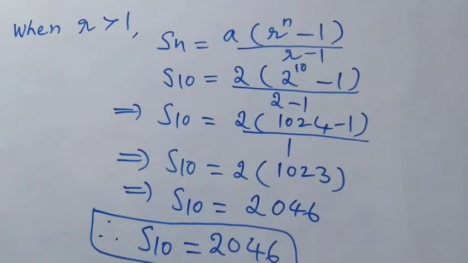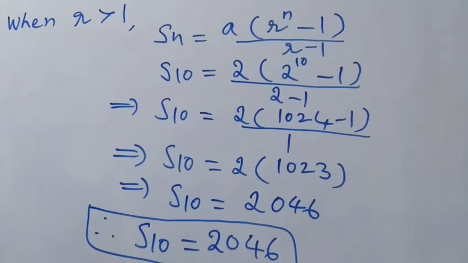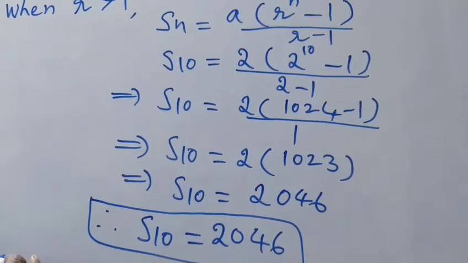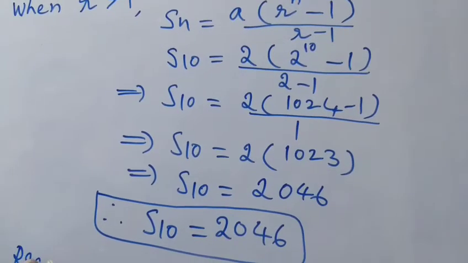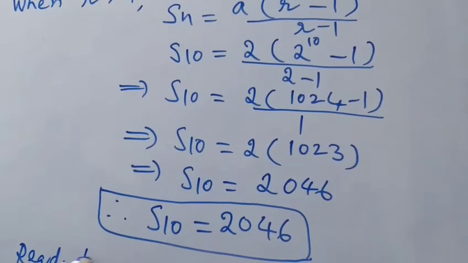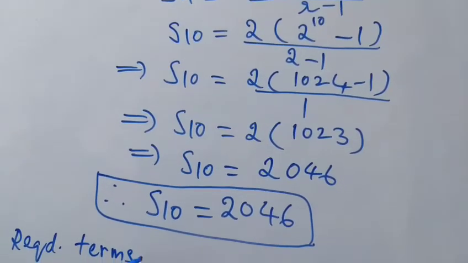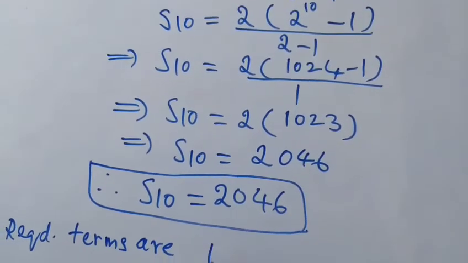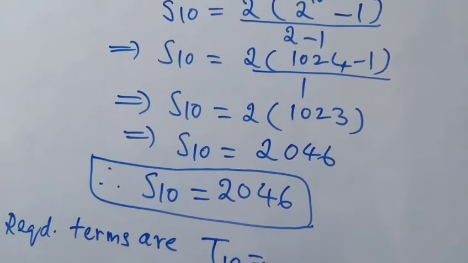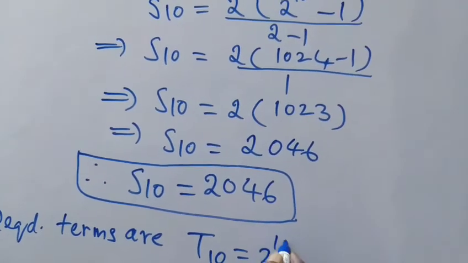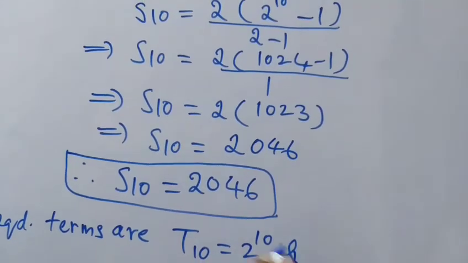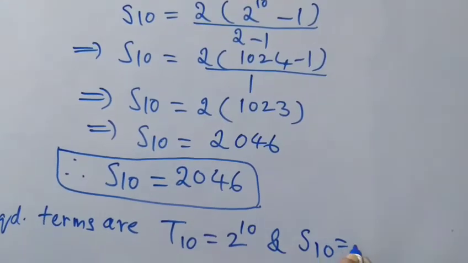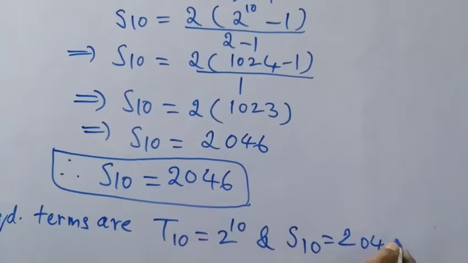So the required terms we have found out are: the 10th term T10 is equal to 2 to the power of 10, and the sum to 10 terms S10 is equal to 2046.